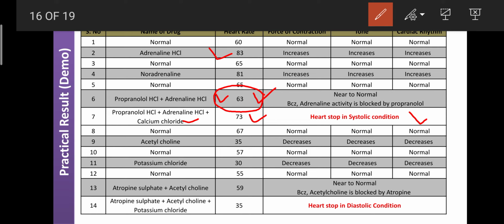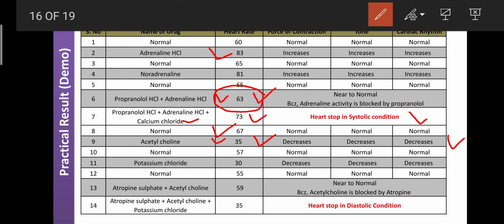Then after that, wash, then record the normal responses. The heart rate is 67, remaining normal. Then administer 0.2 ml of acetylcholine, and acetylcholine is a cardiac depressant. The heart rate decreases to 35. Then the force of contraction, tone, and cardiac rhythm also decrease.